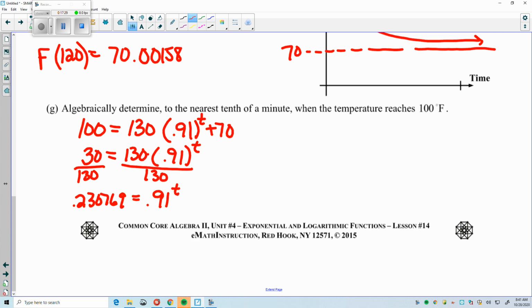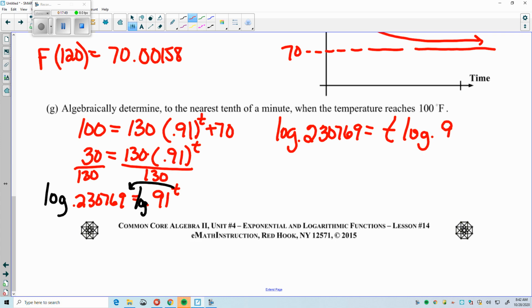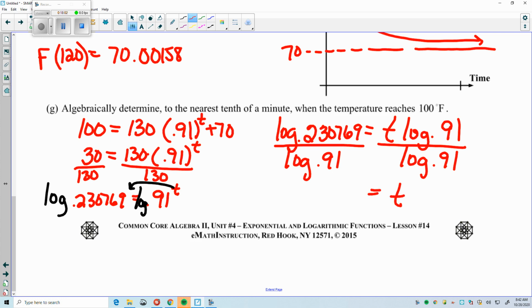Here's where logs come in. So I'm going to introduce a log to each side, because if I introduce a log over here, the rule is that exponent comes down in front, and that's what we're trying to do to solve. So now I have log of 0.230769 is equal to t log of 0.91. In order to solve for t, divide each side by log of 0.91. And what you're going to find is t is equal to about 15.5 minutes.